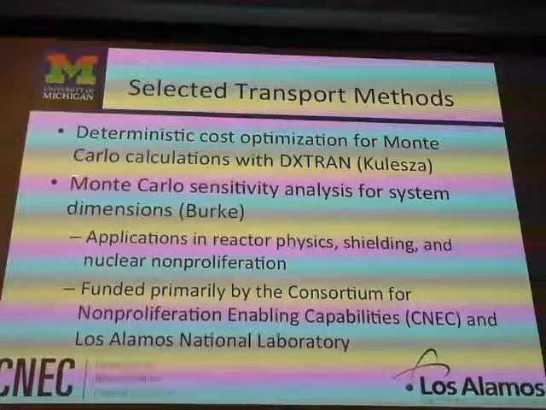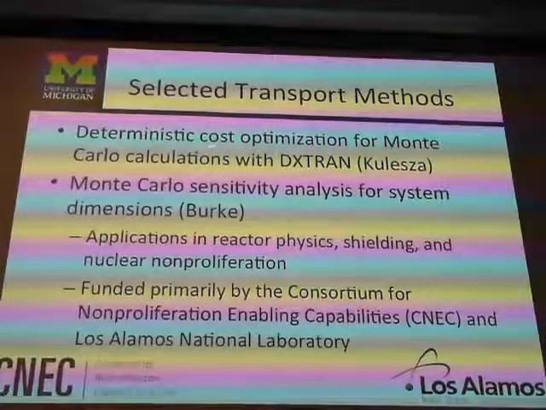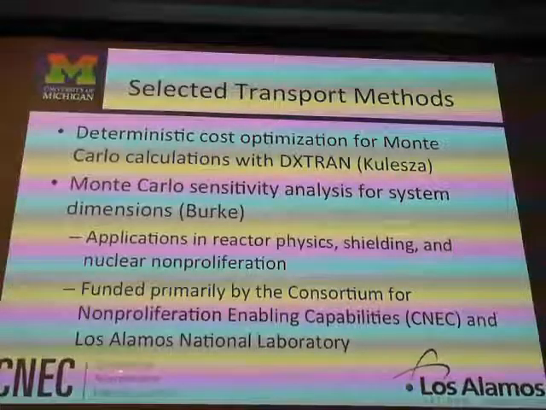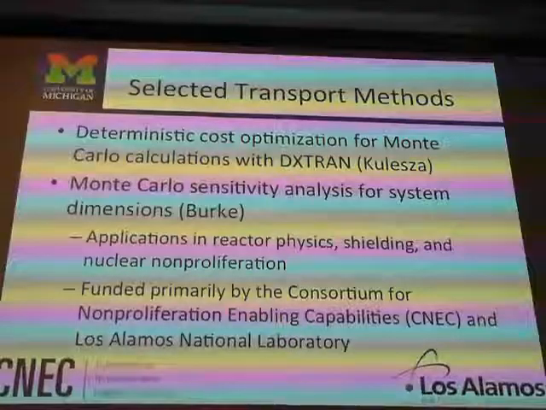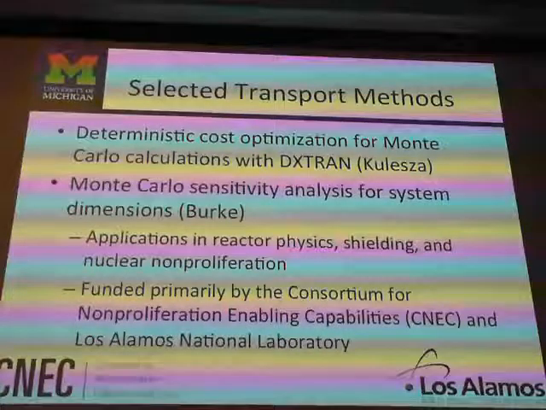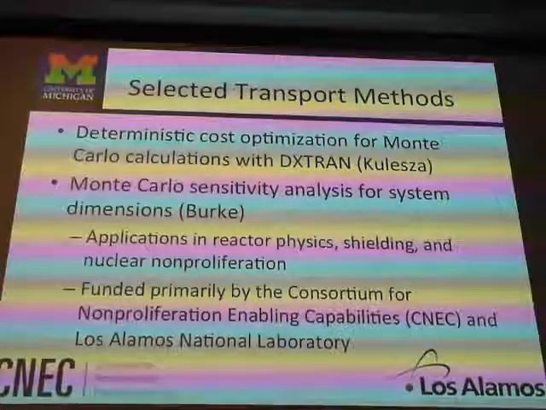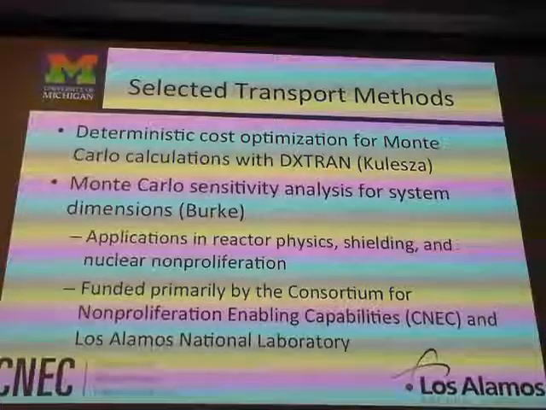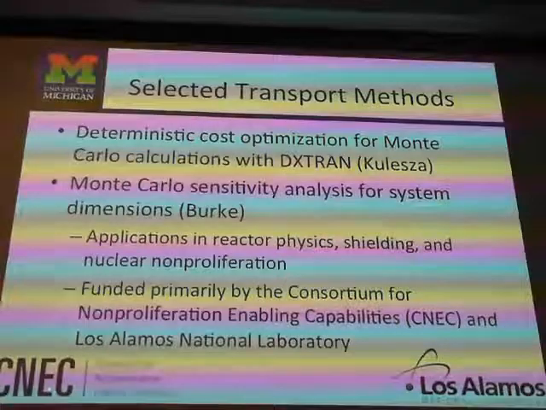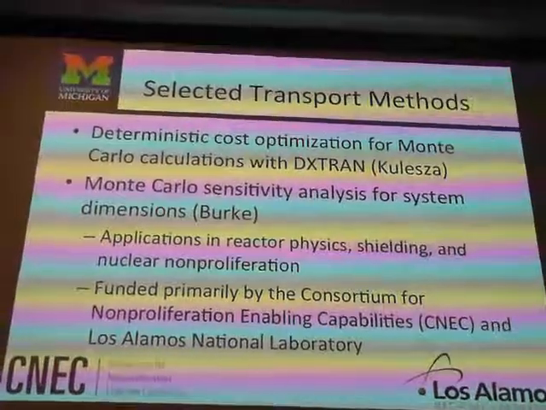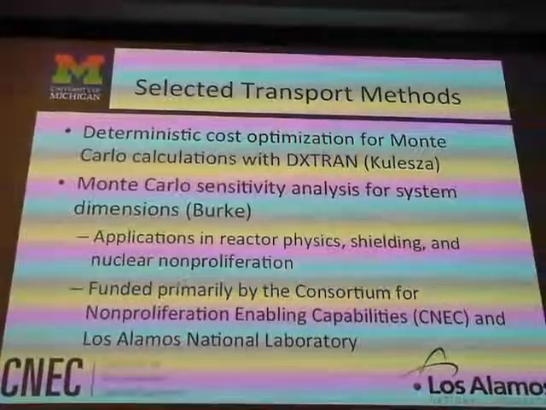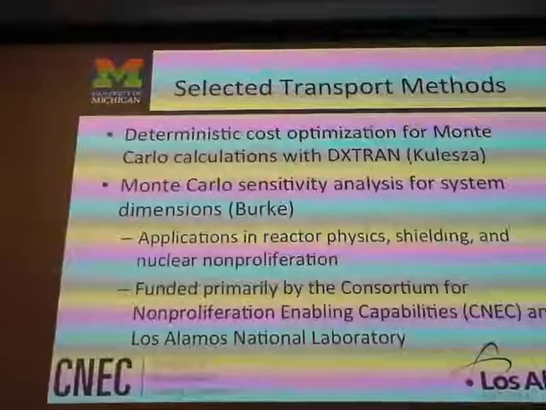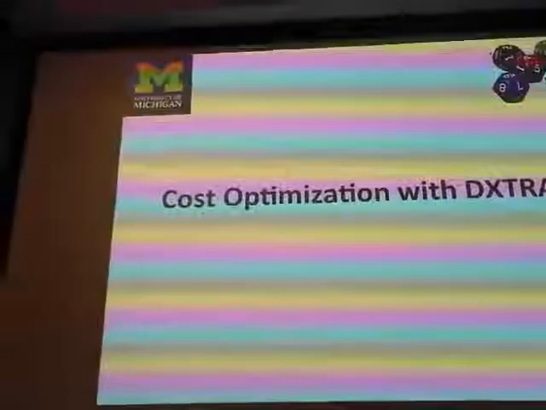Okay, so this is a two-part talk, as I kind of implied: cost optimization and Monte Carlo sensitivity analysis. I should say I'm getting paid by two groups. One is the Consortium for Nonproliferation Enabling Capabilities, CNEC. It's one of the three nonproliferation consortia, run out of NC State. I'm actually not part of the Michigan consortia, interestingly enough. The other is Los Alamos, my former employer, and they've been kind enough to take my students and help pay for their work.